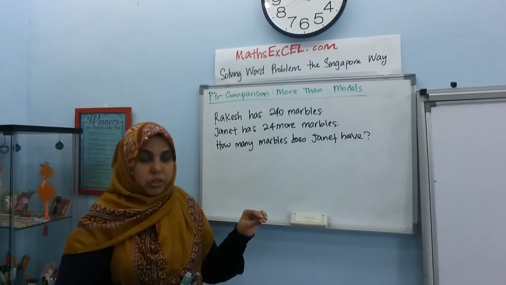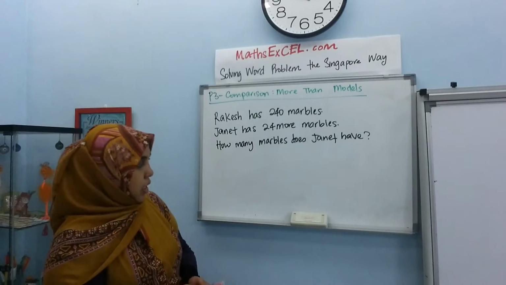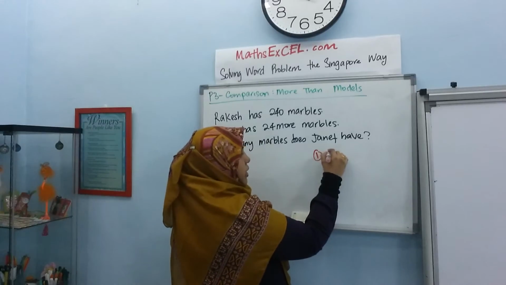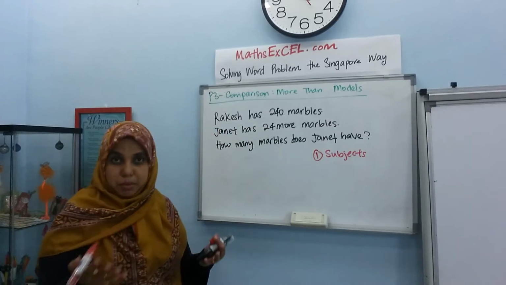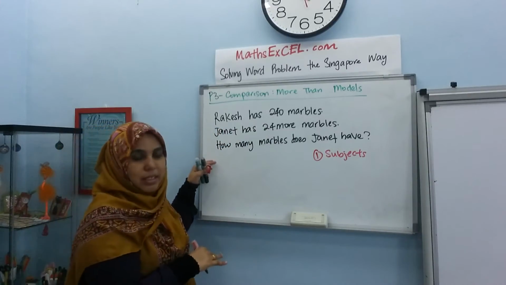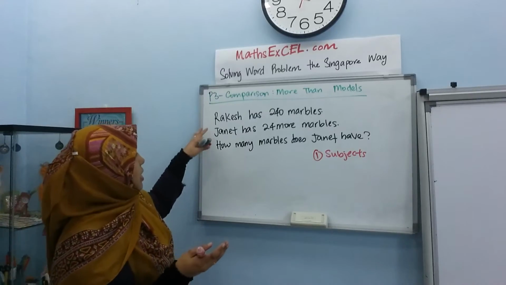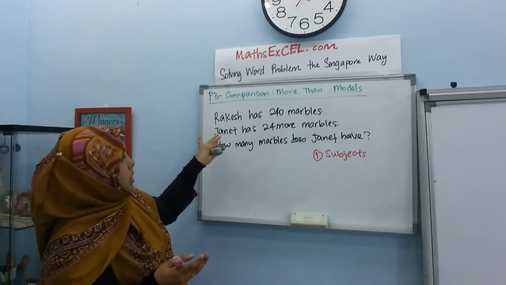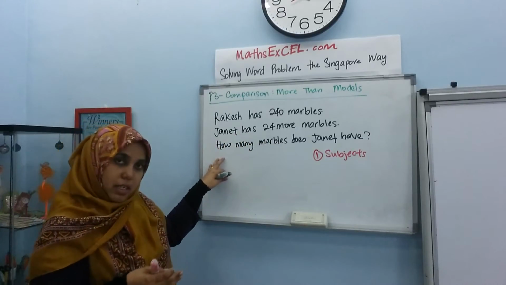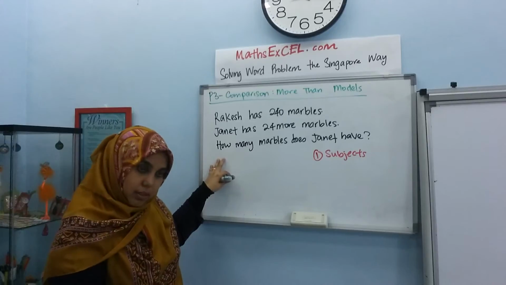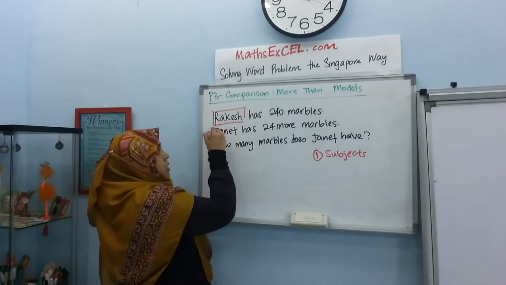In terms of drawing models, we always teach our students 3 easy steps. Number 1, we teach them to identify how many subjects there are. Subjects here does not refer to English, Maths or Science, but in this case we teach the kids how to identify the subjects, what the question is talking about. In this case, Rakesh has 240 marbles, Janet has 24 more marbles. How many marbles does Janet have? Yes, they talk about marbles, and mainly they have Rakesh and Janet.